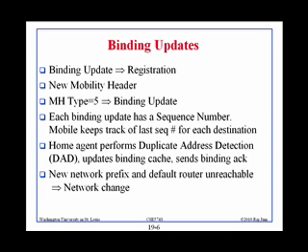And so in IPv6, there is a new extension header which is called mobility header. Type 5 means it is a binding update. Each binding update has a sequence number, and the mobile keeps track of the last sequence number for each destination.